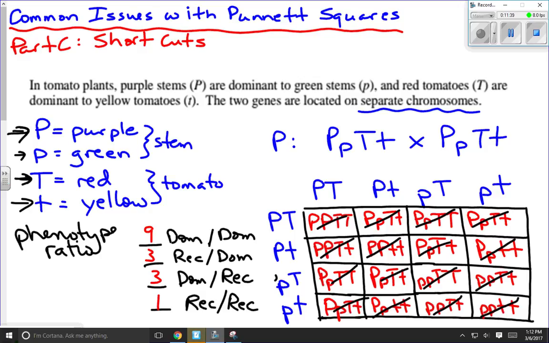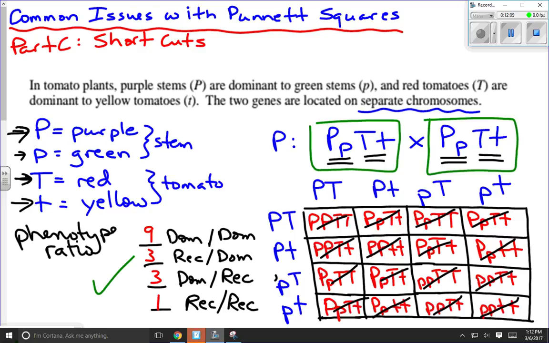And when we have parents that are heterozygous for both traits, and it's both parents heterozygous for both traits, we will always get a 9 to 3 to 3 to 1 ratio of 9 dominant for both traits to 3 recessive for the first, dominant for the second, to 3 dominant for the first, recessive for the second, to 1 recessive for both traits. So anytime you have, and it only works in this situation, heterozygous for both traits times heterozygous for both traits, then there's no need to even write a Punnett square. We can go straight to the 9 to 3 to 3 to 1 ratio. It will be that every single time.